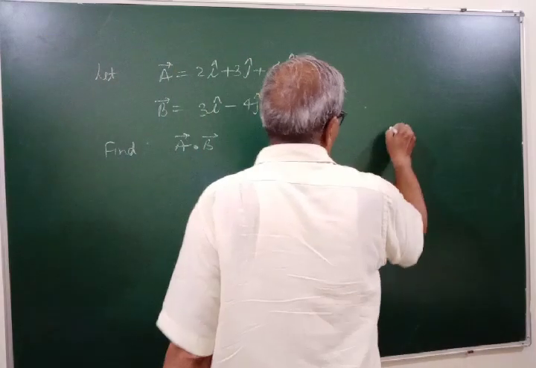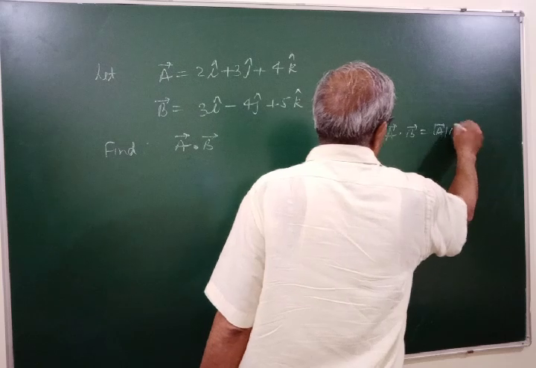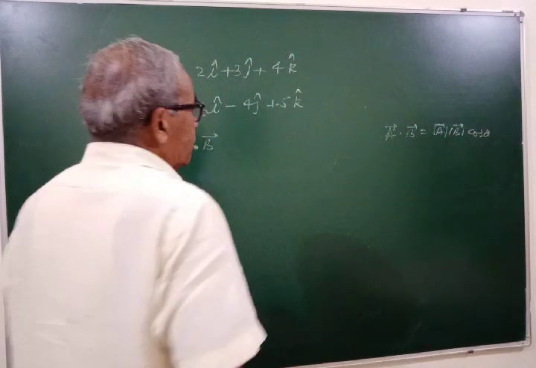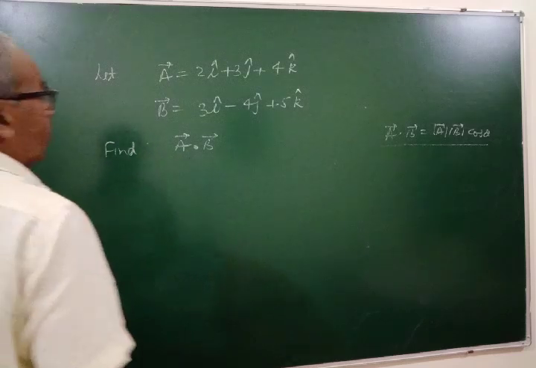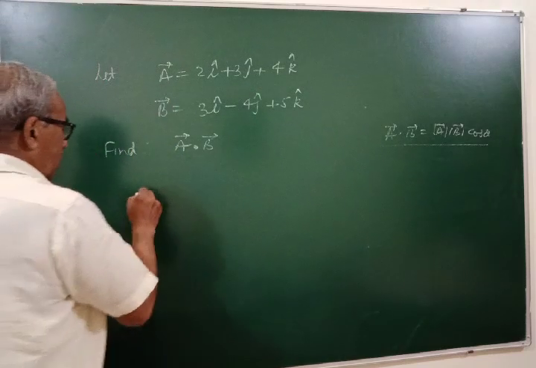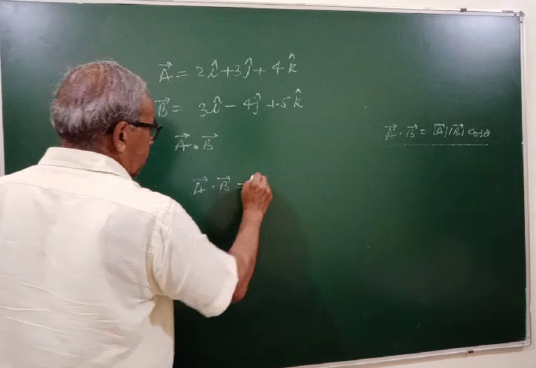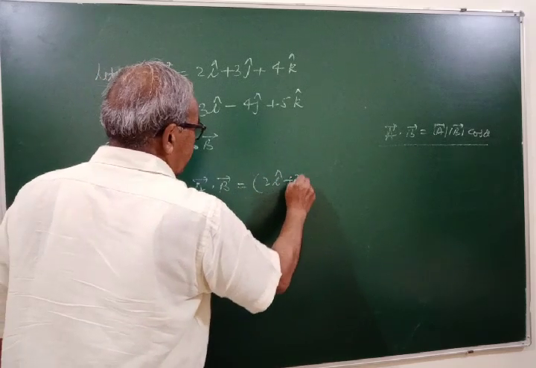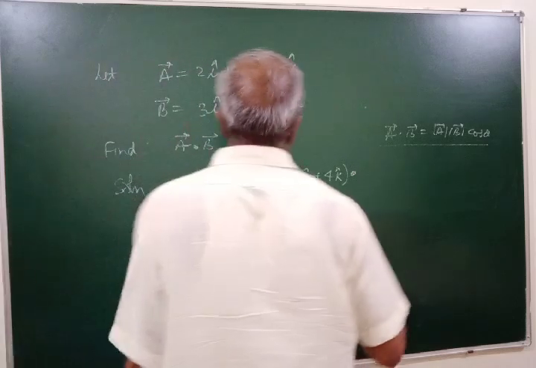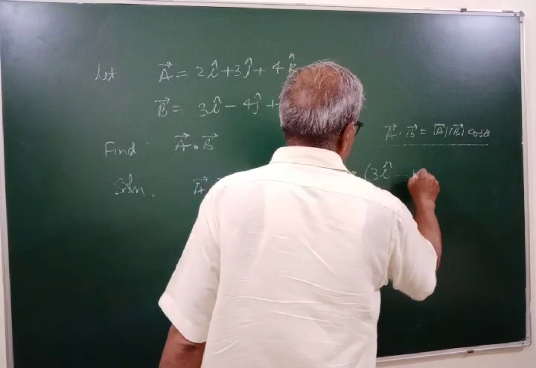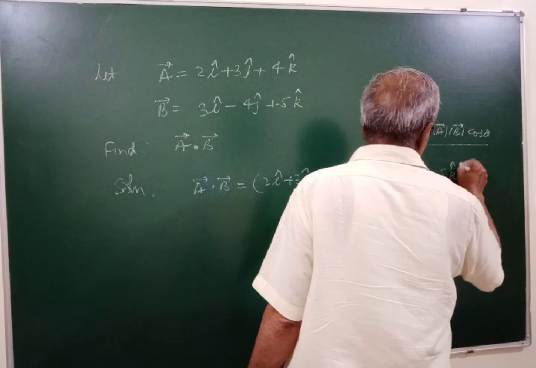So people ask, you have told us that A dot B is equal to modulus A modulus B cos theta, but there is no theta. How to find theta? This is not the problem. I have told you further properties: i dot i is 1, i dot j is 0. So we have to use those. Solution: vector A dot B is equal to (2i cap plus 3j cap plus 4k cap) dot (3i cap minus 4j cap plus 5k cap).